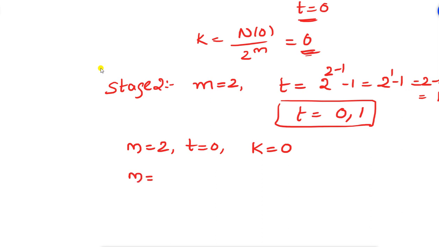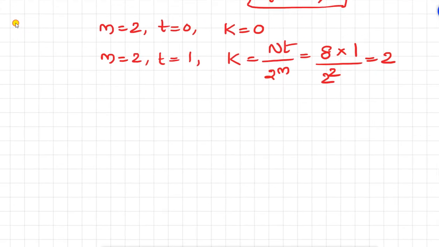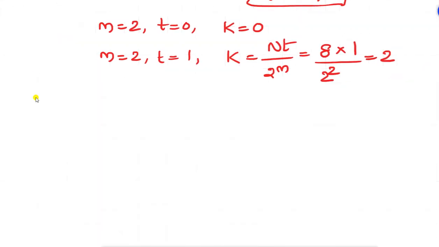If m is equal to 2 and t is equal to 1, then k is equal to nt by 2 to the power of m. So here the value of n is 8, the t value is 1, and 2 to the power of 2. So if the m index is 2, so 2 square, we need 8 by 4, that is 2. The k value is 2.